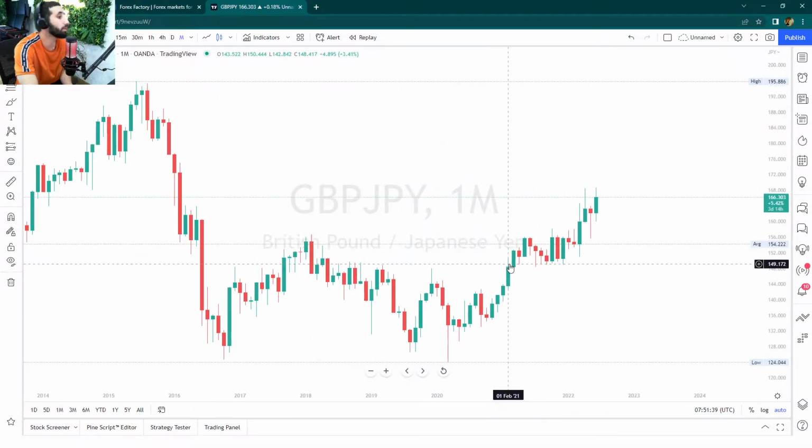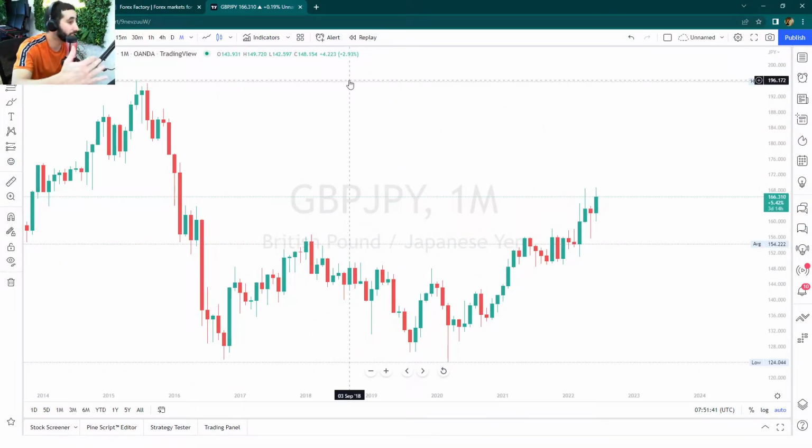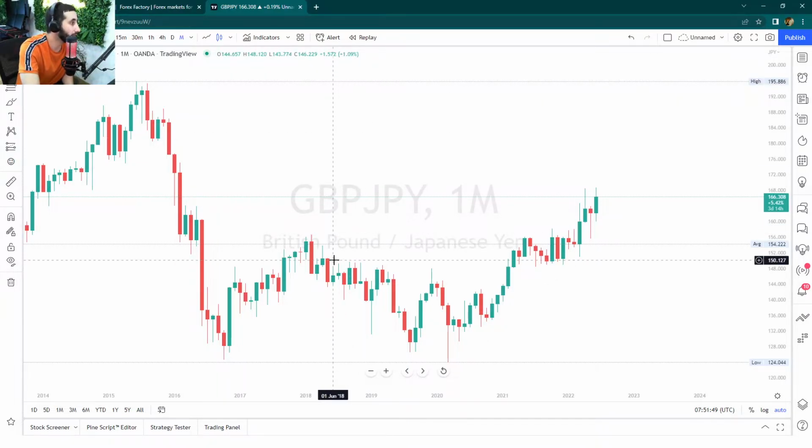I analyze the market by myself, right? And I basically determine where the support and resistance lines are and all this kind of stuff, and then I make my confirmations. And basically this is how we do it on a daily basis.